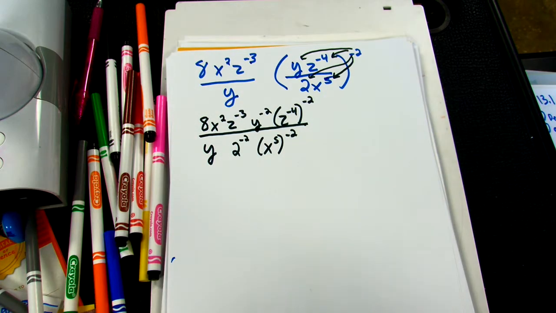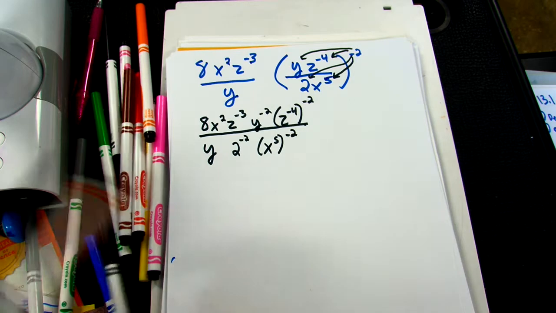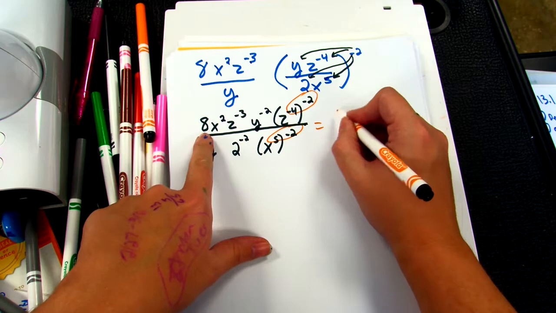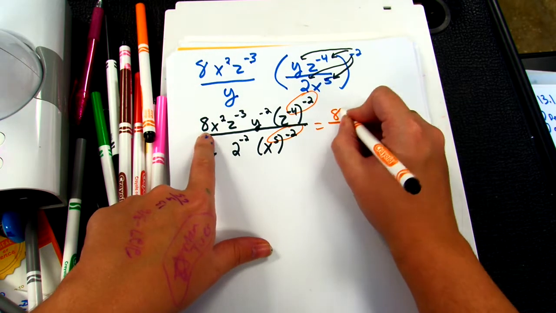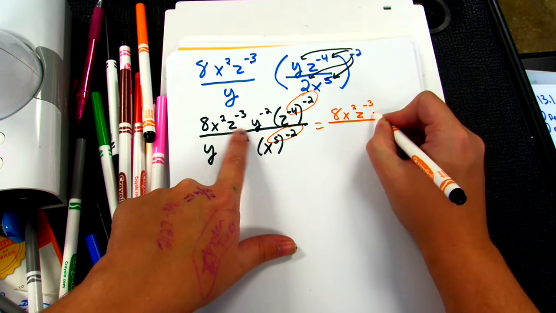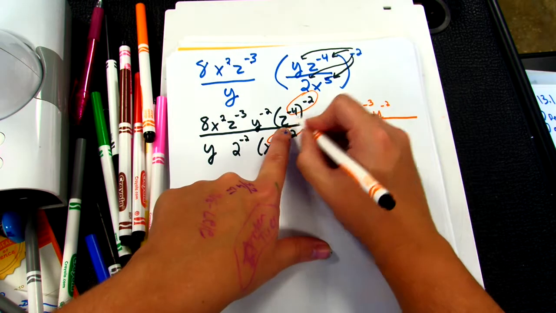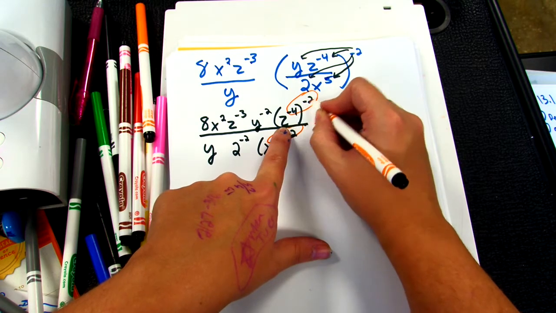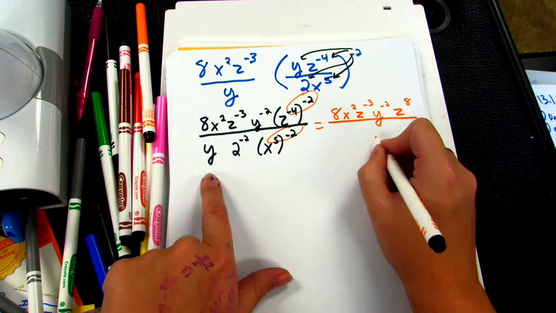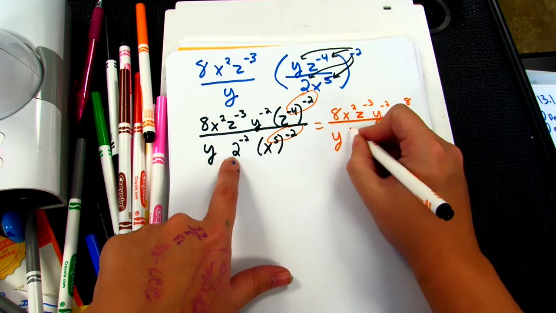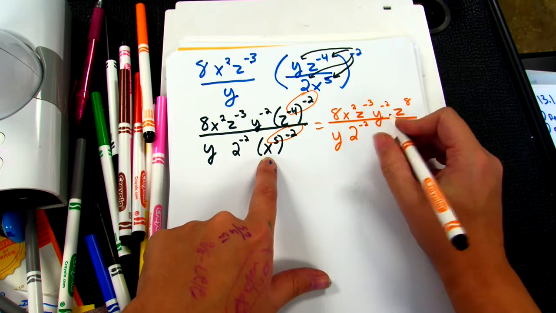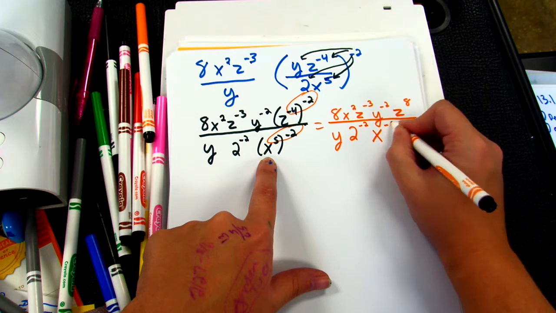So let's go ahead and take care of our powers to powers, right? We're going to go ahead and do these, okay? So in my numerator, I still have my 8x squared, z to the negative 3, y to the negative 2. And this is going to become z to the 8th because negative 4 times negative 2 is positive 8. So z to the 8th. In my denominator, I'm going to have 2 to the negative 2. And then 5 times negative 2 is negative 10. So this will become x to the negative 10.